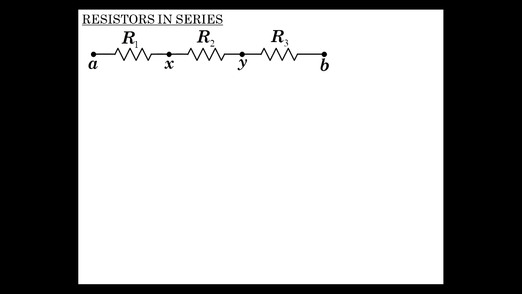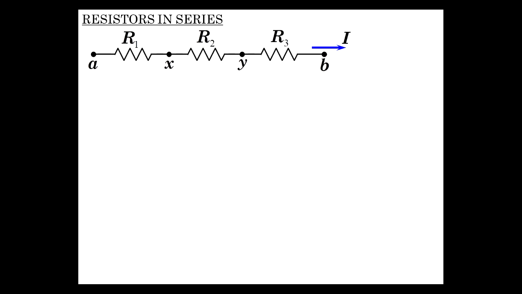So we're going to start with resistors in series. And series simply means that components are connected together in such a way that all the current has to go through each one of them. There's only one path. So that's obviously the case here between A and B.